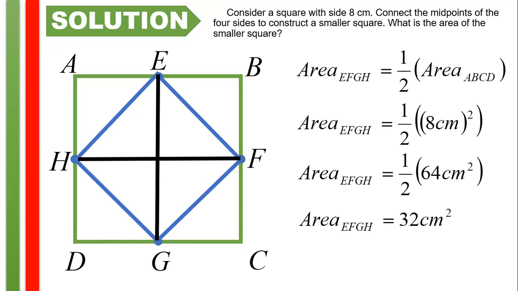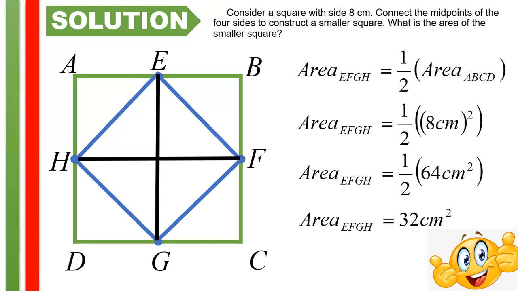Hence, we could say that the area of the smaller square, in this case, EFGH, is 32 centimeters squared. I hope you got the same answer as I did, but if not, then it's still an avenue for us to become better, or at least we know the solution to this problem.